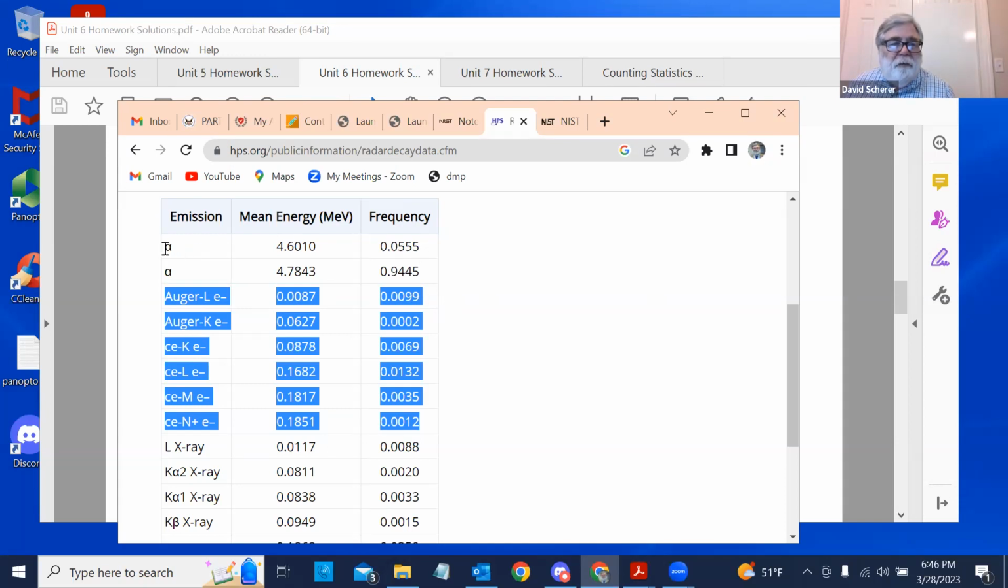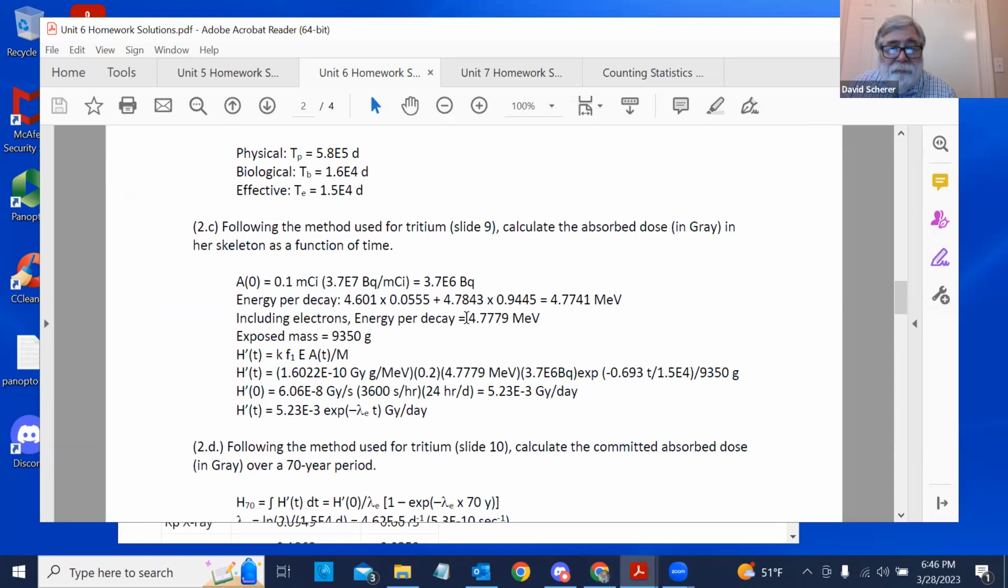So I just put these into a spreadsheet, copied this all over, multiplied the energy times the frequency, and then added that all up. And I got 47.79. So it's a very small fraction in addition to the alpha particles. Very little additional energy is being deposited by those electrons.